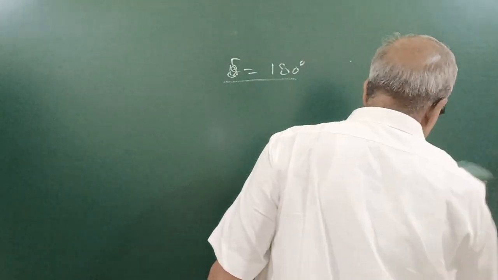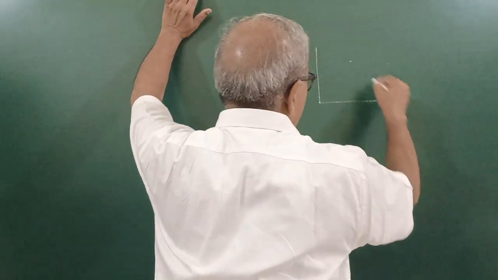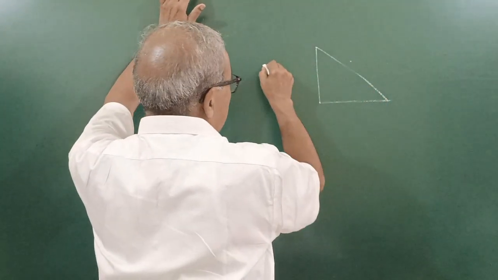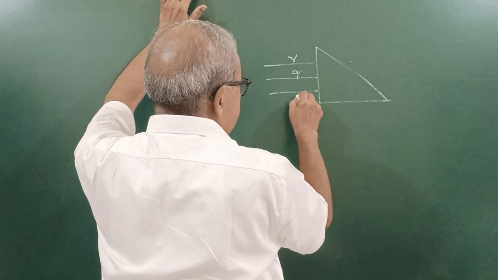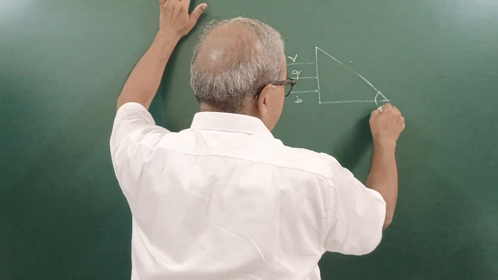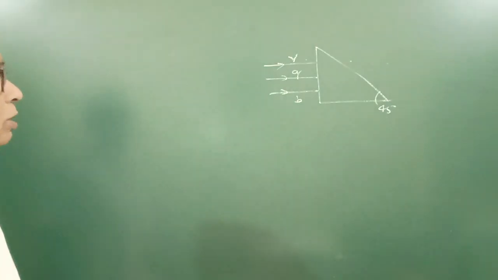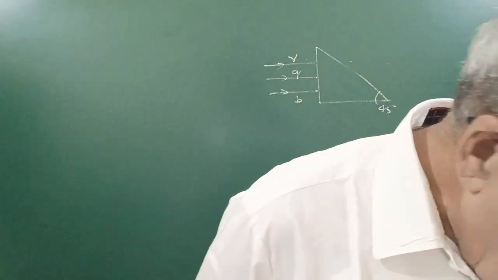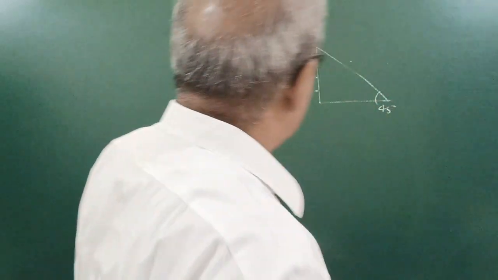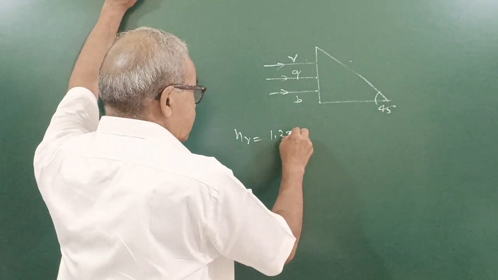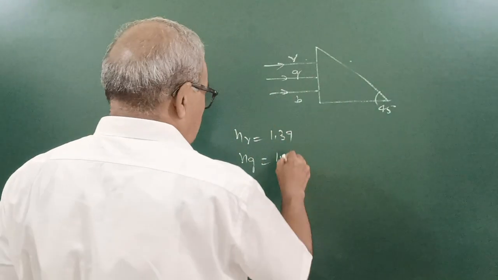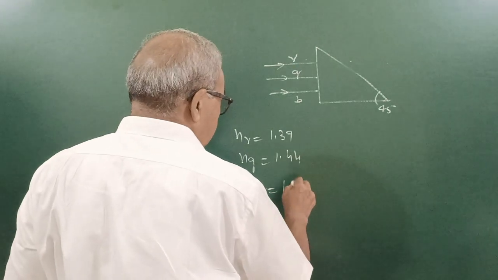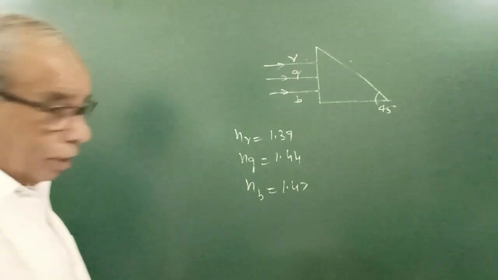Now there is another good question here. On an isosceles right angle prism like this, red, green and blue color light are incident. This angle is 45 degree. Which color gets separated? The refractive index of red is 1.39, green 1.44 and blue 1.47. So these are their indices.